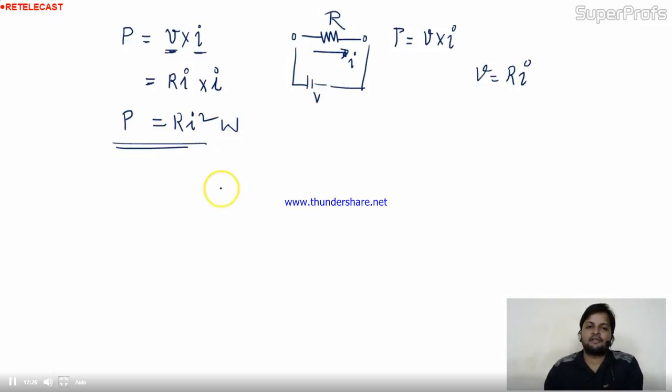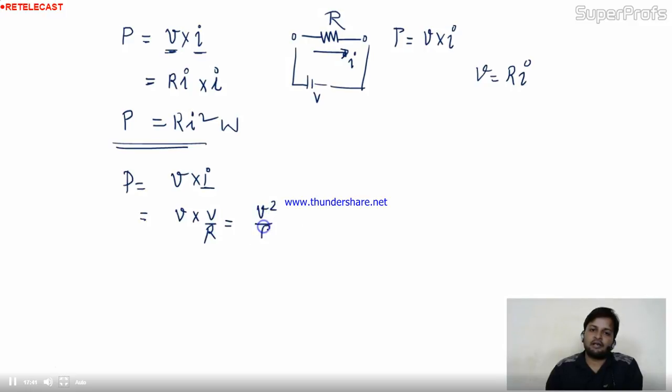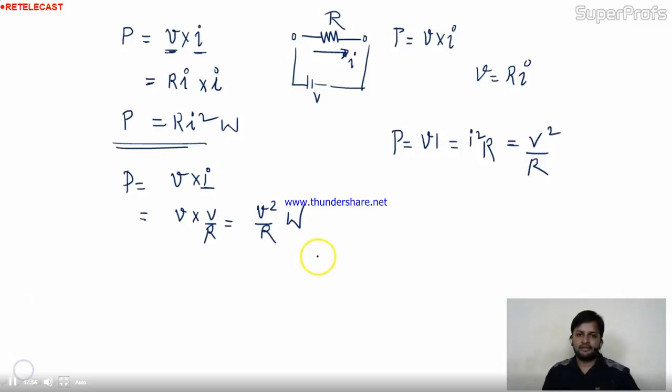Unit of the power is watt. Okay. Again, for the same V into I, this I can be replaced by V by R by Ohm's law. V into V by R. So finally you have V square by R watt. So I have three formulas for power. P equal to VI, or I square R, or you can take V square by R also. Is it okay? So this is power.